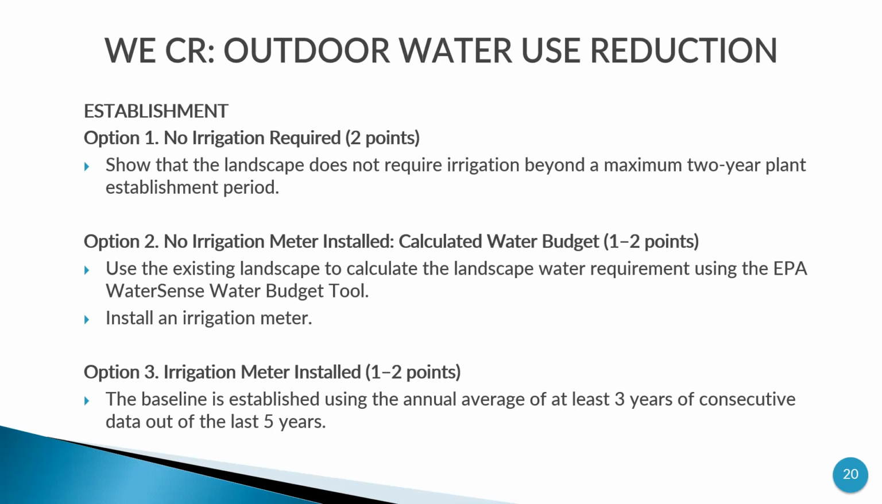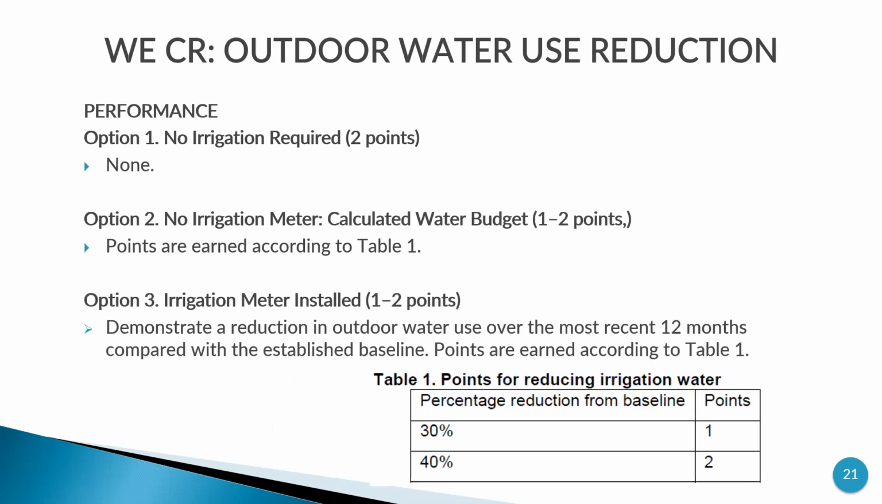Whereas option 3, irrigation meter installed, the baseline is established using the annual average of at least 3 years of consecutive data out of the last 5 years. This is option 3. Now coming to the performance for all the three, in option 1, you do not have any performance. Option 2, points are earned according to table 1. What is table 1? We'll see.